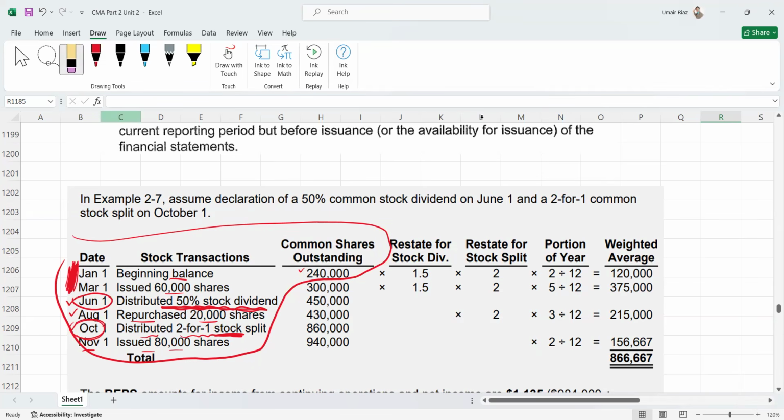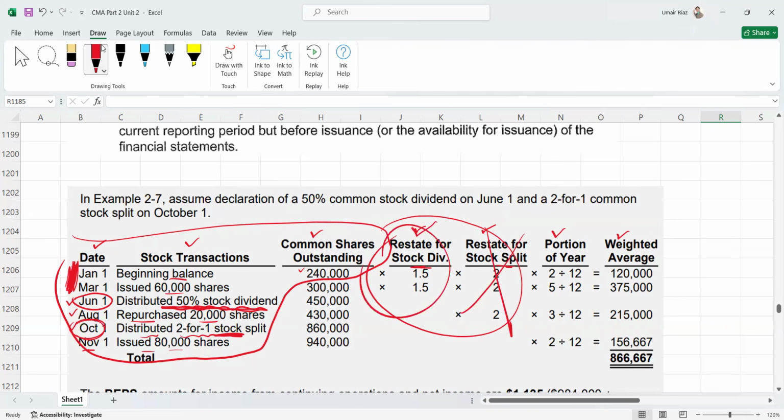Whenever we have a stock dividend or stock split, please remember, we'll make a format like this. We'll write columns for date, name of transaction, and shares outstanding. If you have a stock dividend, we'll write a restate factor for stock dividend. If you have a stock split also, we'll make one more column, restate factor for stock split. Okay, and then portion of the year and weighted average. Previously these two columns were not there because these two transactions were not there. But now stock dividend is also there, stock split is also there. If stock split is not there but stock dividend is, then you will add only that column. Okay, you have to adjust accordingly.